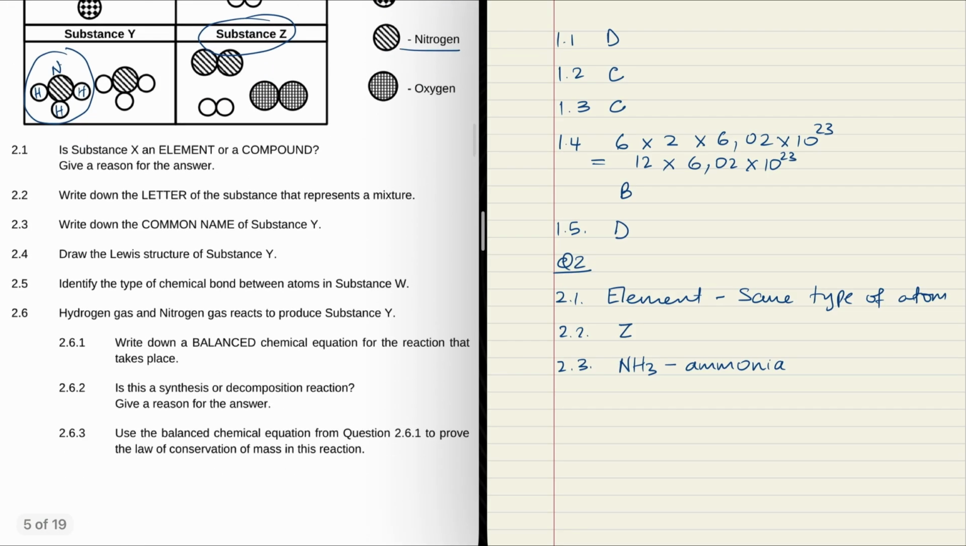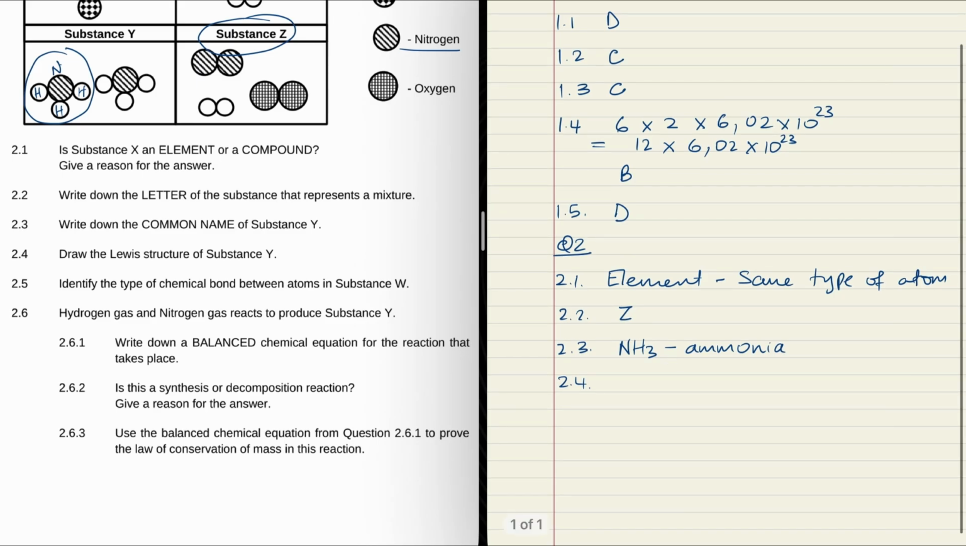Moving on now to question 2.4. Draw the Lewis structure of substance Y. So for Lewis diagrams, we need to look at the number of valence electrons. Now nitrogen has 5 valence electrons. It's in group 5, so 1, 2, 3, 4, and 5. There's going to be a lone pair that's not going to react.